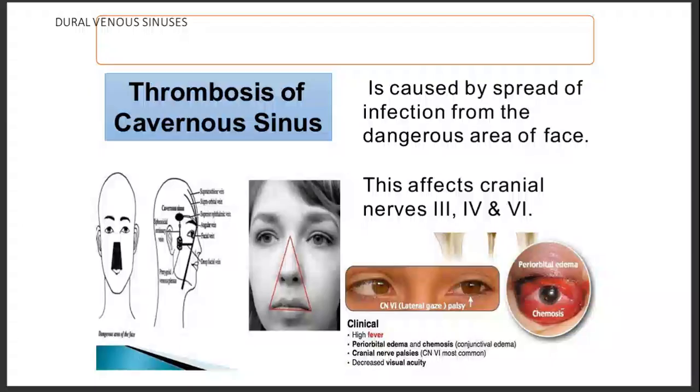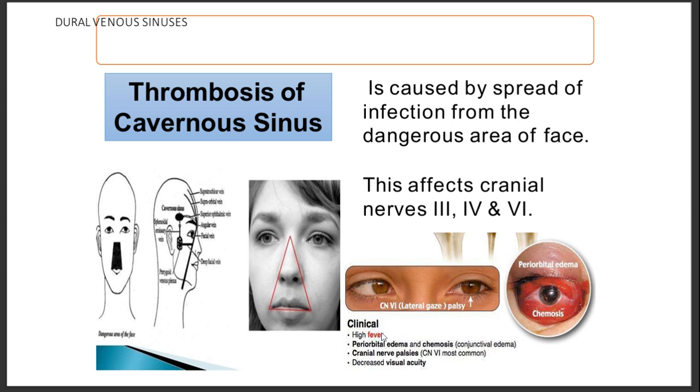Because of those nerves that run through the cavernous sinus, if someone has got thrombosis of the cavernous sinus, like blood is clotting, okay, which is caused by the spread of infection from the dangerous areas of the face. Because remember, we said that the cavernous sinus actually communicates with the face. Let's say, for example, you've been punched on the face. Infection can spread from the face going to the cavernous sinus because there's a connection, and that is going to result in thrombosis of the cavernous sinus, and that affects cranial nerve number 3, number 4, and number 6. Okay.